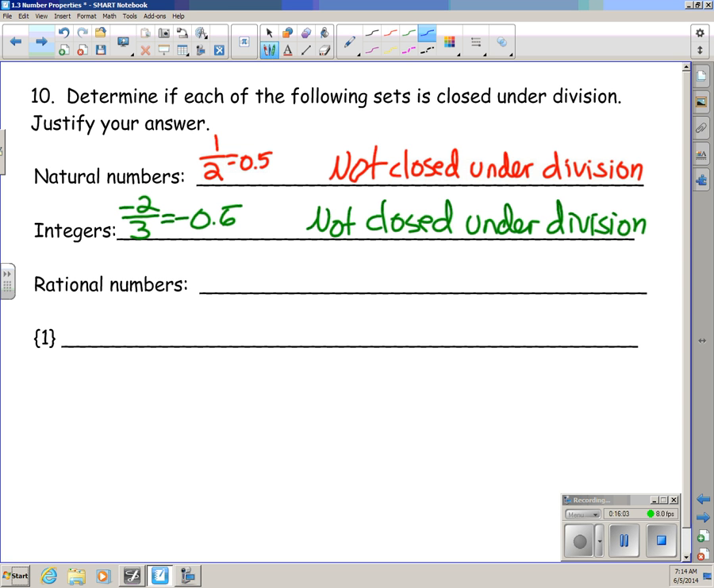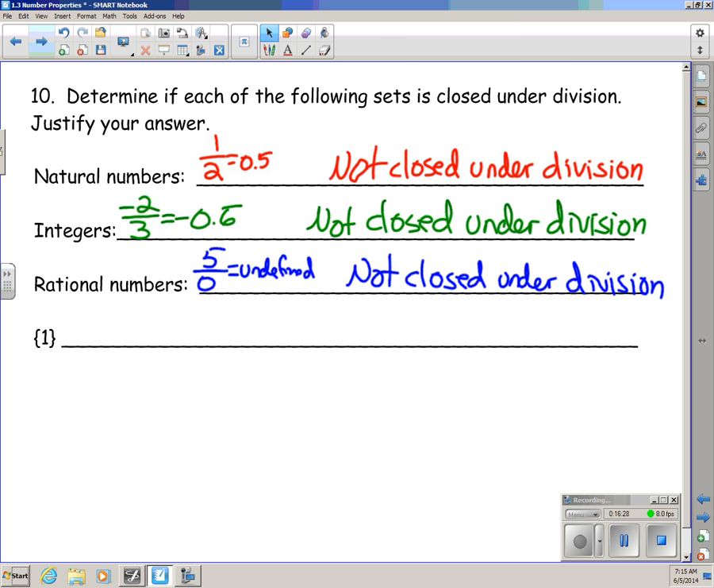Rational numbers. Well, there's tons of rational numbers out there, but 0 will give you problems. If you do 5 divided by 0, that's going to be undefined. So rational numbers are not closed under division. And the last one on this example is the set of the number that just contains 1. So if you divide 1 by 1, you get 1. So this set is closed under division.